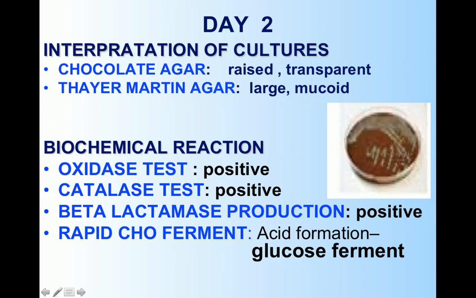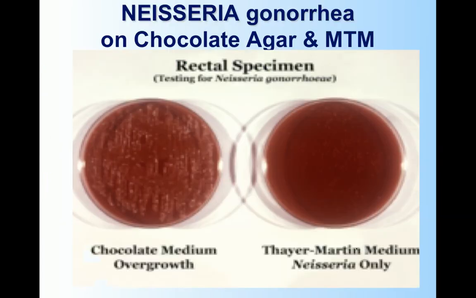Oxidase test and catalase tests are positive for this pathogen, as it was for Neisseria meningitidis. Now, beta-lactamase production is a test which is done for Neisseria gonorrhoeae, and it is positive. And then you're going to perform the rapid carbohydrate fermentation test, which you did for Neisseria meningitidis, and in this case, it's just glucose which is fermented with acid formation. So we are going to discuss each of these tests separately now.